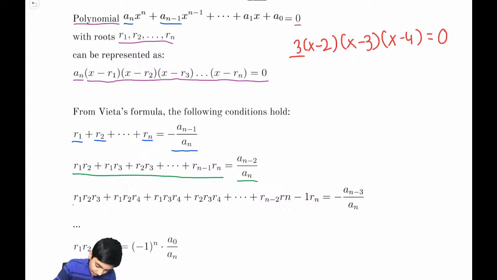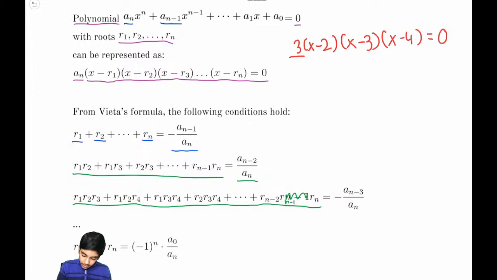The sum of the triple products is going to be... this is an error here, a LaTeX error, it should be R_{n-1} in the subscript. It is going to be the negative of a_{n-3} over a_n, and so on, all the way until here. If it's a little bit confusing, don't worry, I'll take an example to hopefully clear things up. So don't worry if you don't get it now, hopefully after taking an example, it'll become a whole lot clearer.